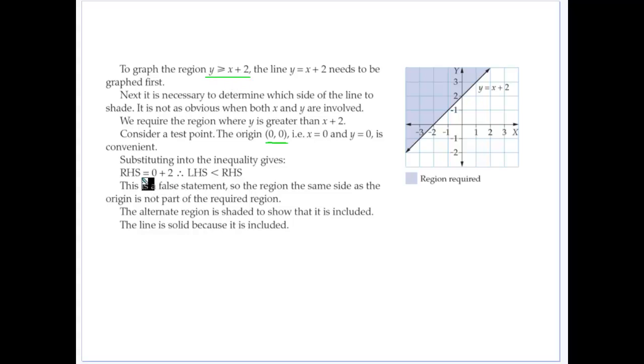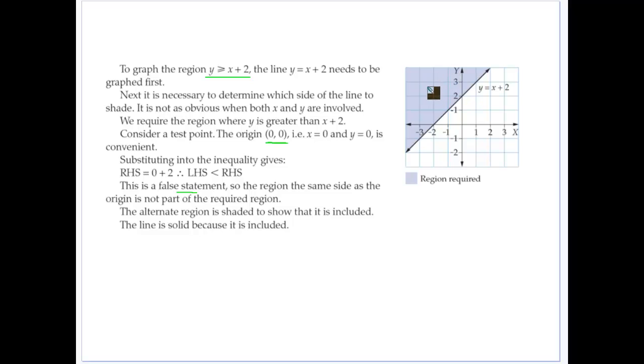Now, if we have a look here, we get our right-hand side being 0 plus 2, which is 2, and our left-hand side, which would be 0. So in this case, our left-hand side would be less than our right-hand side. So it wouldn't be the same as this inequality, which basically means the statement would be false. So (0, 0) is not in that region. So (0, 0) is outside the region, which means we shade the other side of that line.